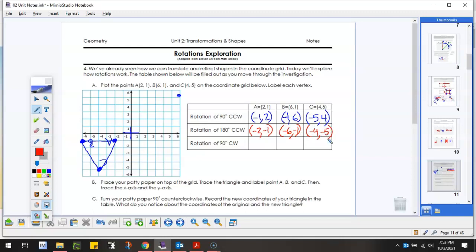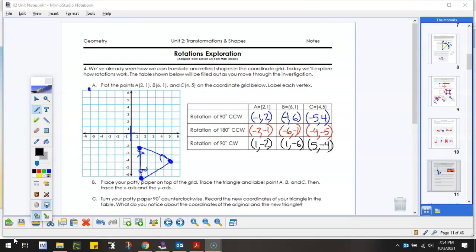And then one more rotation here. We're going to go for the 90 degrees clockwise, which we already said is the same as 270 counterclockwise. So we can take our original figure and rotate it 90 degrees this way. And there it is with that last set of points.